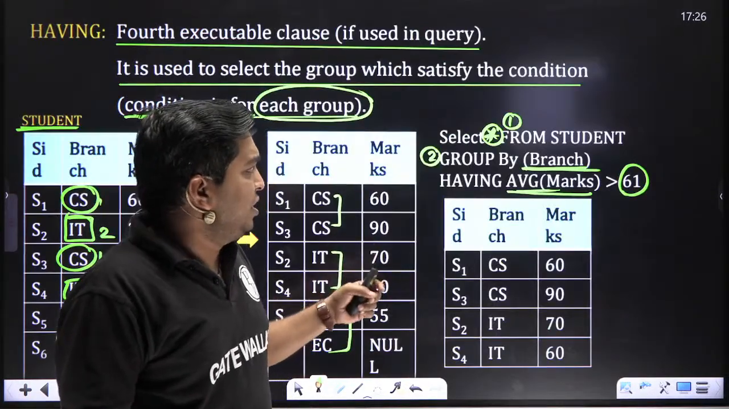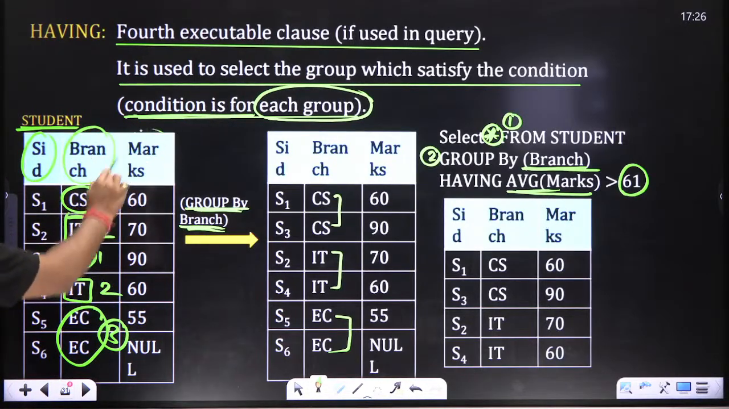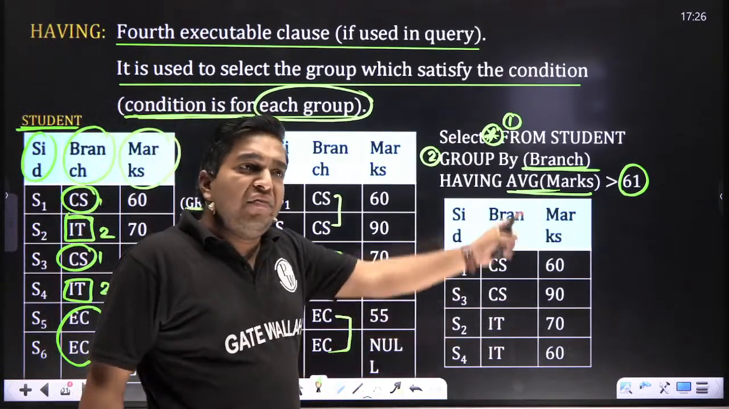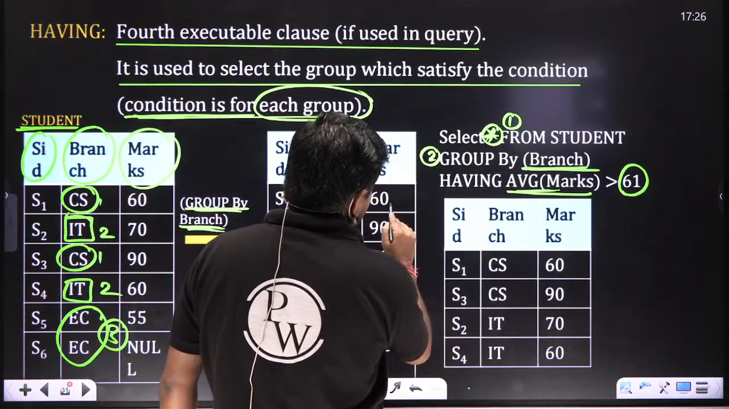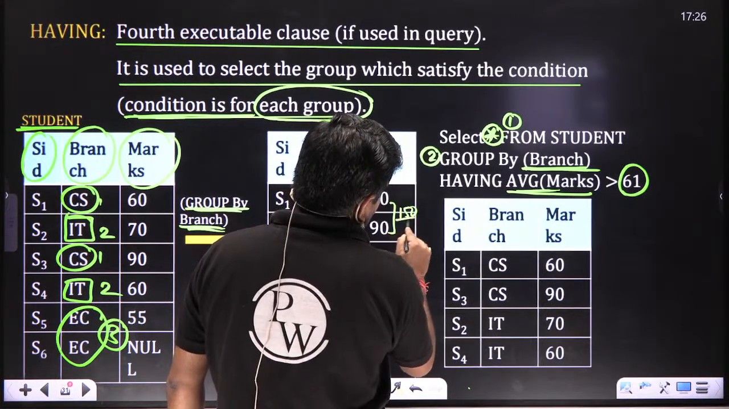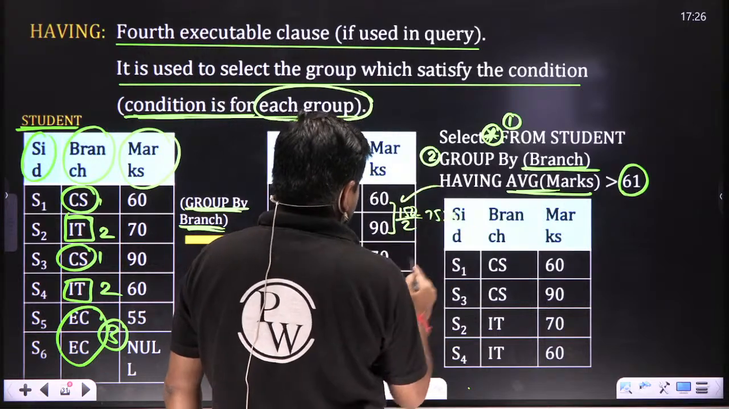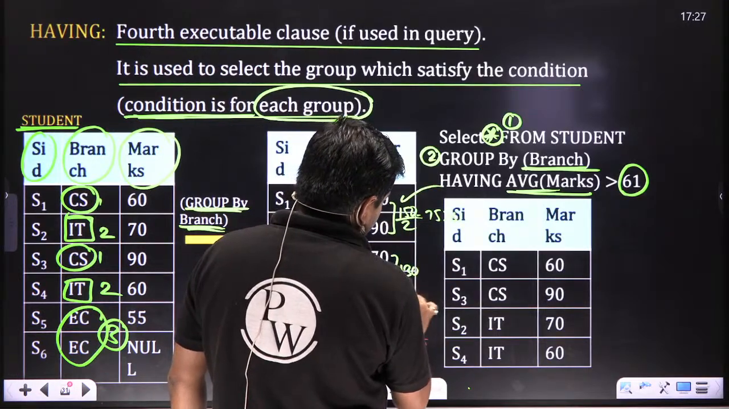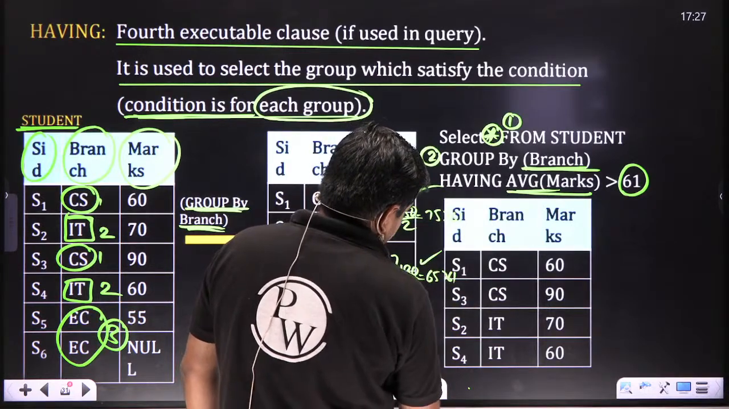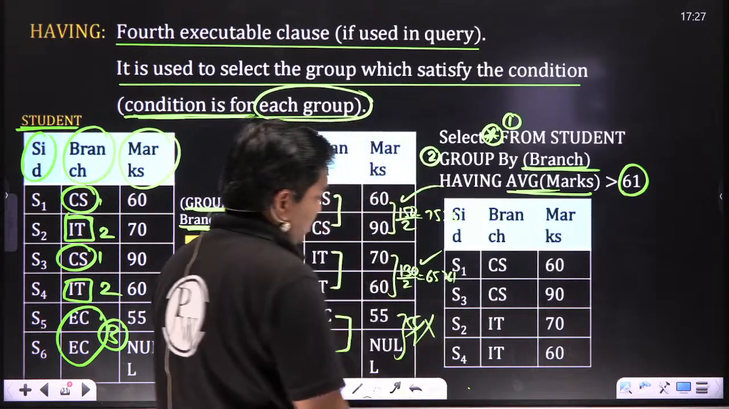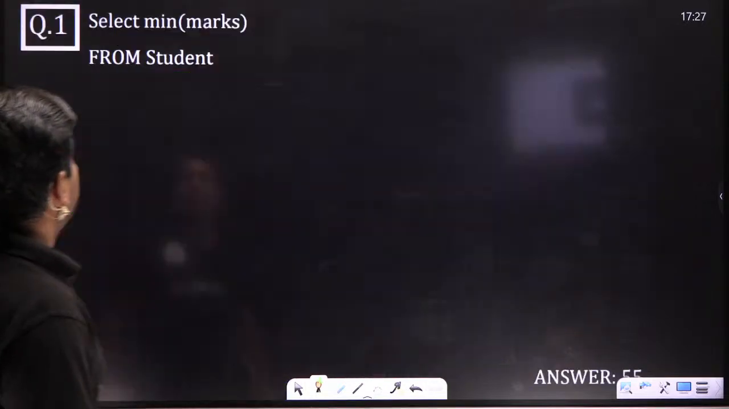Okay, bacha. So here select star. You will get three attributes: SID, branch, and marks, and having average marks greater than 61. So my dear students, you see here, what is the average? 150 divided by 2. Yes, this group will be selected. Here 130 by 2 is 65, greater than 61. This group will be selected. 55 divided by 1, this is not selected. So 1324, this is selected. Okay, bacha. This is the meaning.